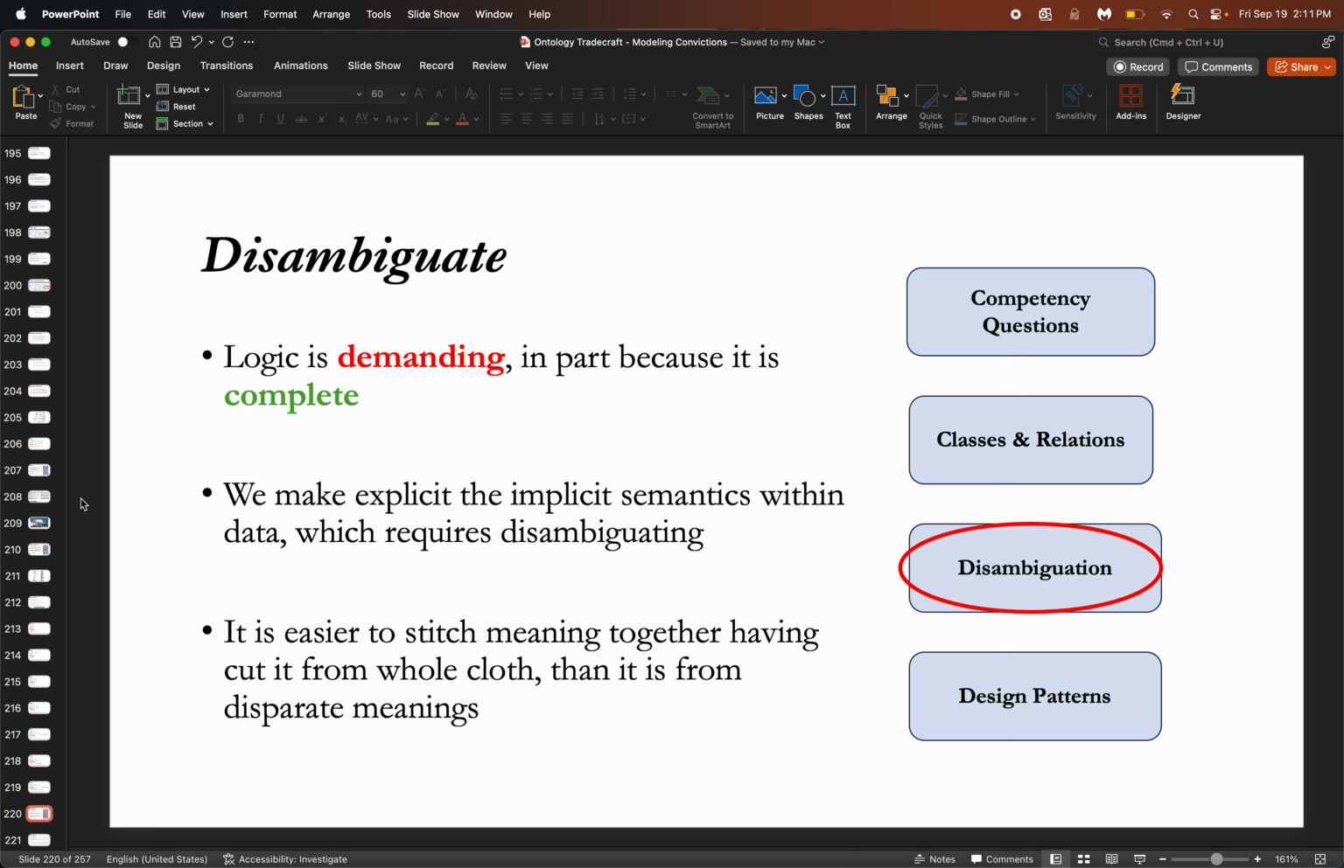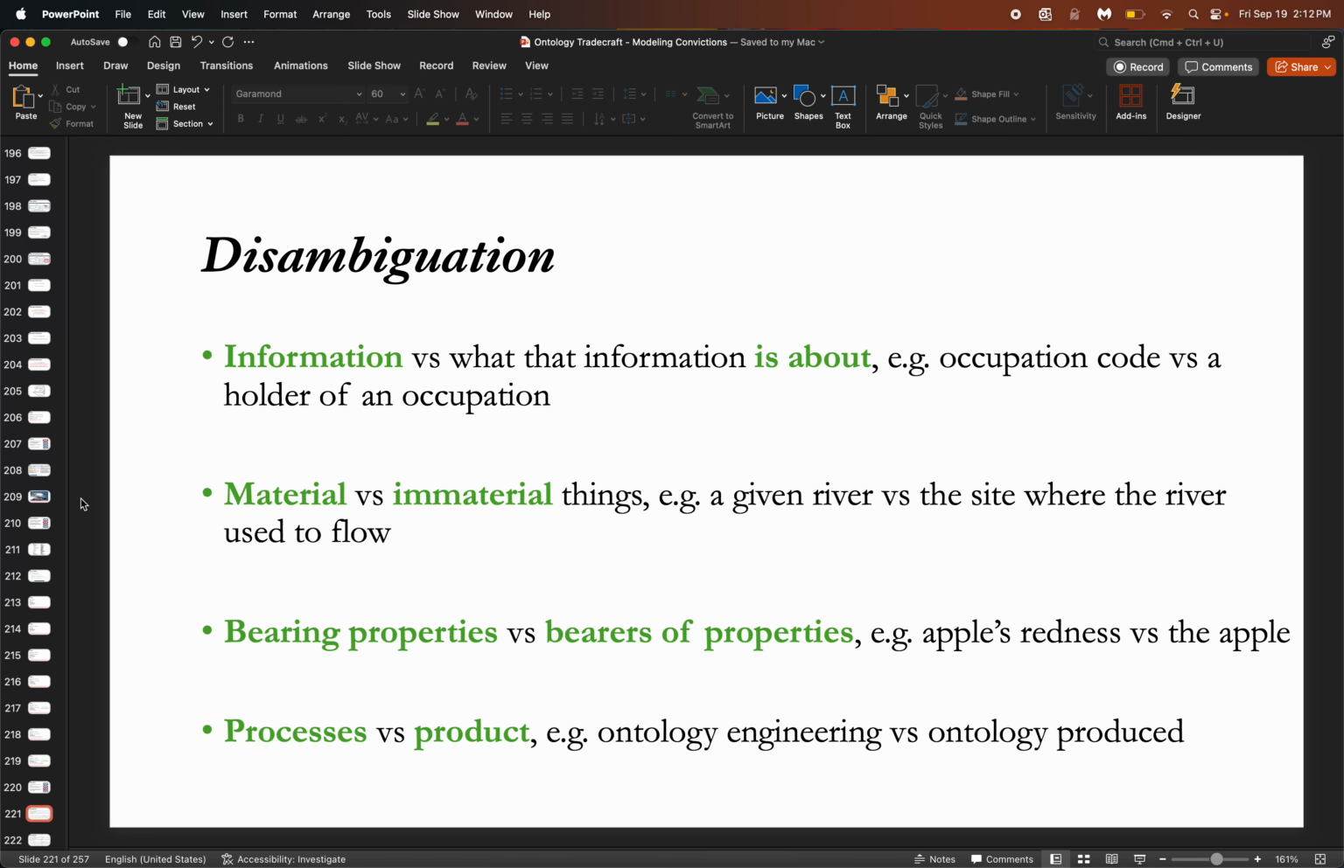Logic is demanding. Our basic logic is demanding. We want to make it complete, and we want to make explicit all that implicit semantics that we see in competency questions and otherwise, so we need to disambiguate our structure. Now, we saw two ambiguities. Let's revisit. We can use what I've written here as kind of guidance. Information is not the same thing as what it's about. So occupation codes versus the holder of an occupation. People confuse this all the time. Don't make that confusion. Information is distinct from what it's about.